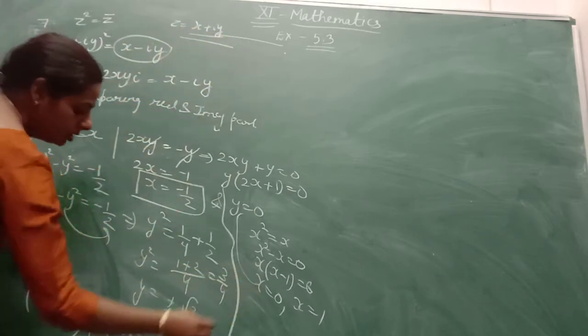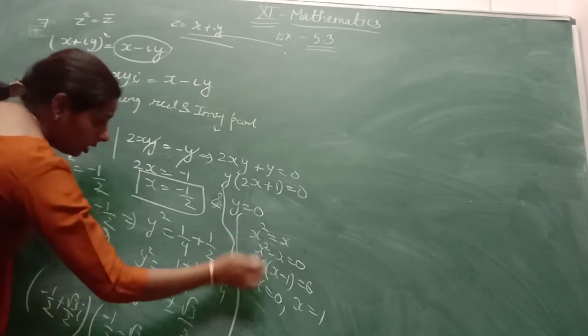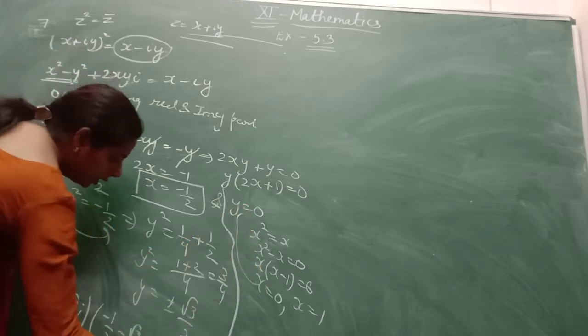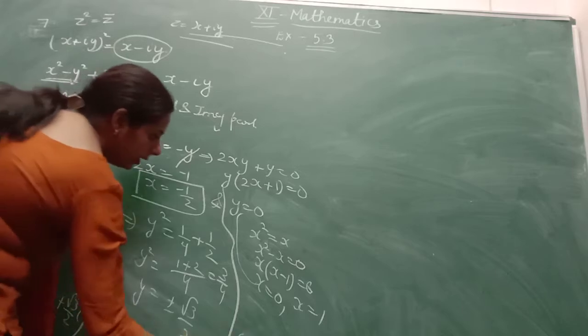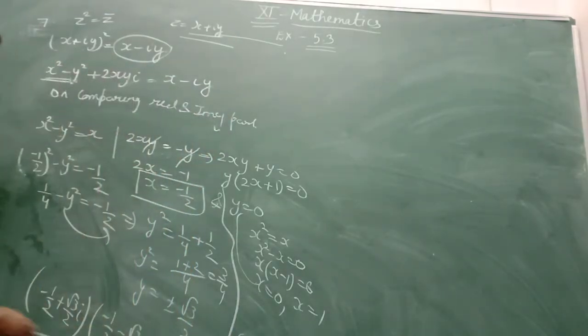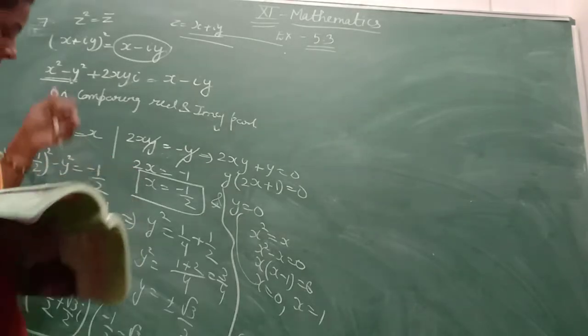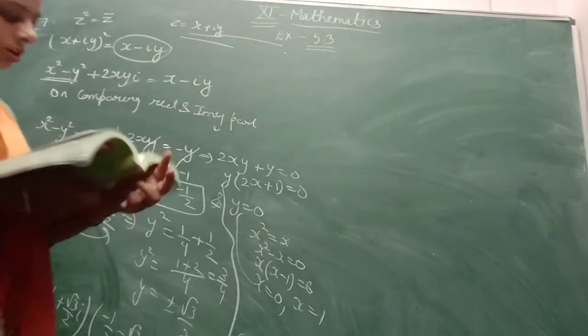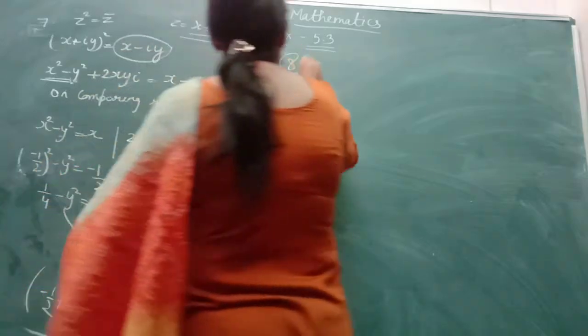And the third is, if x is 0, then y is 0, then 0 plus 0 iota. And if x is 1, then y is 0. So these four complex numbers are possible here. Okay. Now come to question number 8. That is a 200 question.